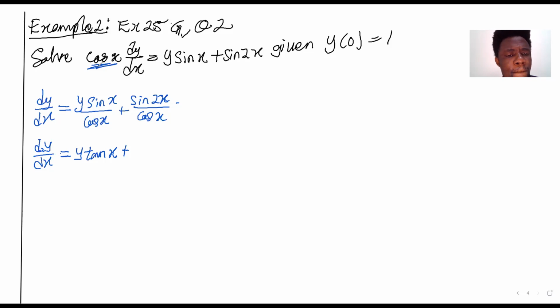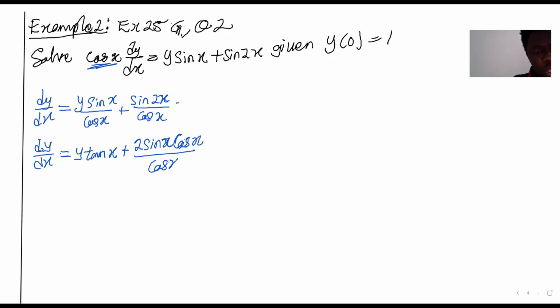Because sine 2x is 2 sine x times cos x. That's what I want to hear. Don't give me the final answer. What would you write in the exam? 2 sine x cos x, divided by cos x. Thank you. Callista, do you understand that?